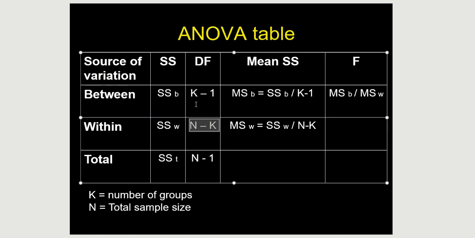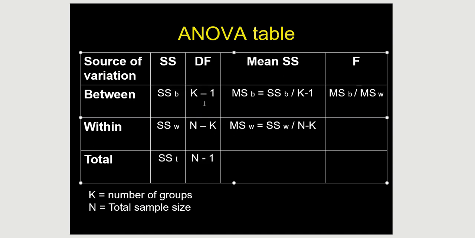What about the between? Well, it's K, the number of groups, minus 1. Notice that if you take the degrees of freedom of the between and add them to the within, you will get the total degrees of freedom. K minus 1 plus N minus K gives you N minus 1. So up to now, the sum of squares between plus within gives the total, and the degrees of freedom between plus within gives the total. Now you have sums of squares and you have degrees of freedom.